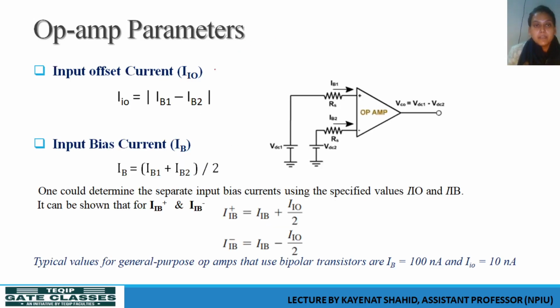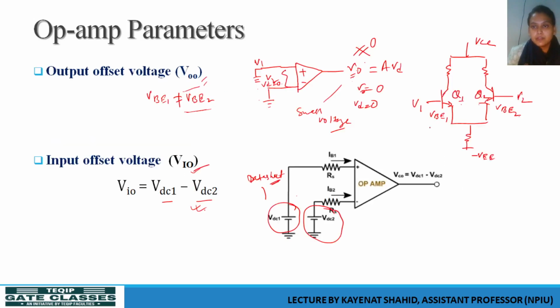The next offset parameter is the input offset current. So what is input offset current? As we said, due to the difference in VBE1 and VBE2, we are getting the output offset voltage. The same will happen with beta 1 and beta 2, which will also be different due to slight mismatch of the transistors.